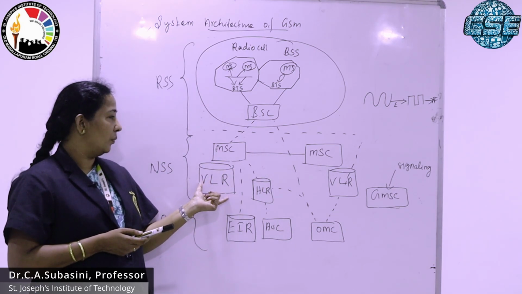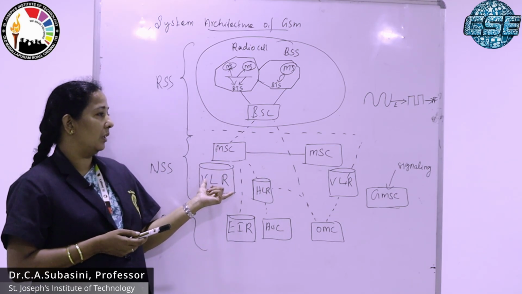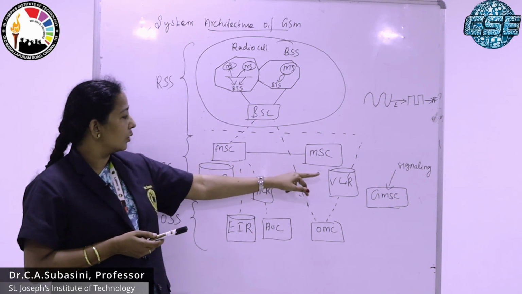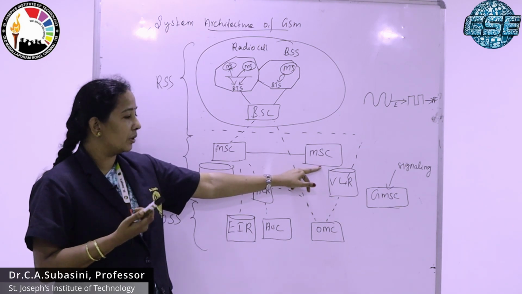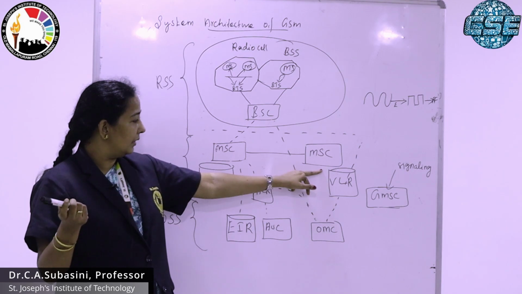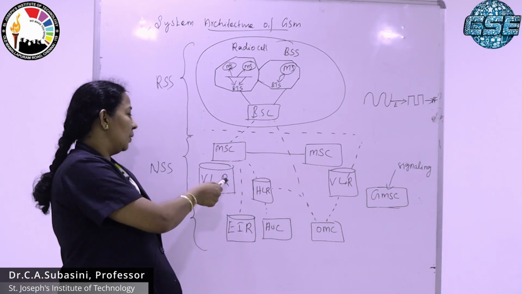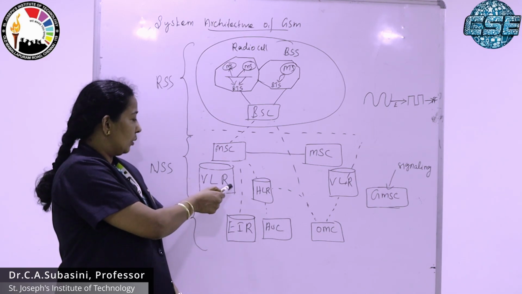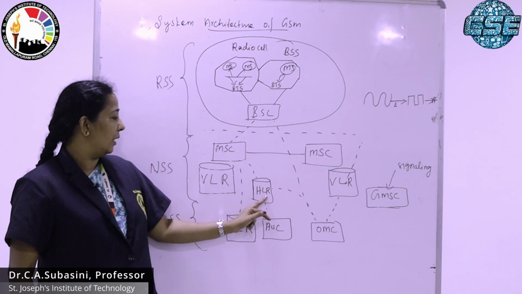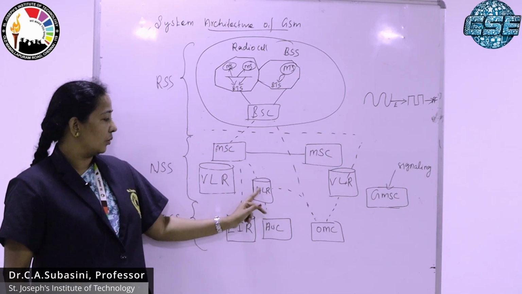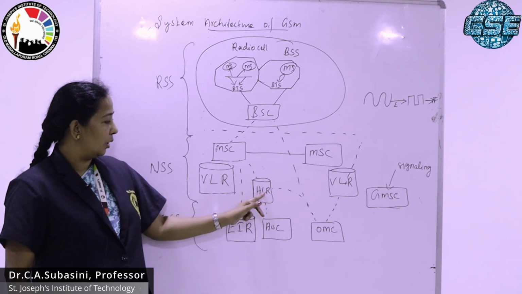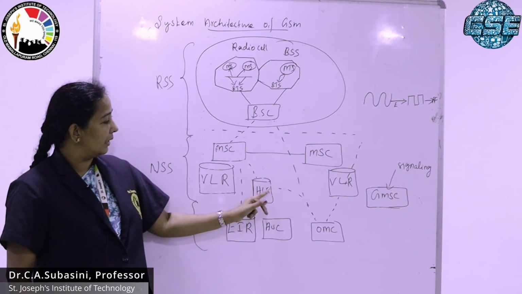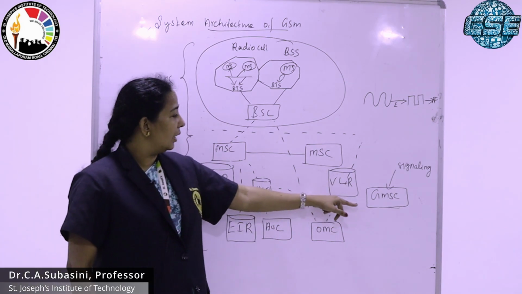Next VLR. VLR is the visitor location register. The visitor register acts as a database. When a user is roaming in another location, all the visitor information is stored in the VLR. The VLR acts as a temporary database, while the HLR acts as a permanent database. In the HLR, subscriber information is available, such as the phone number. Everything is stored in this HLR.